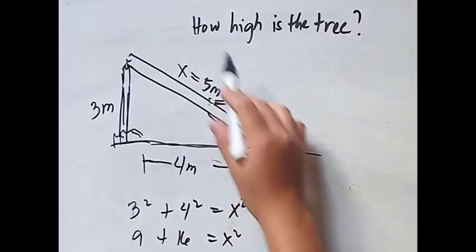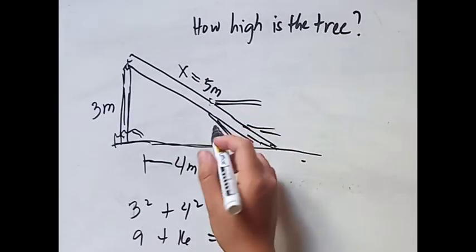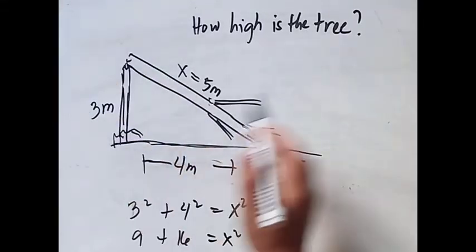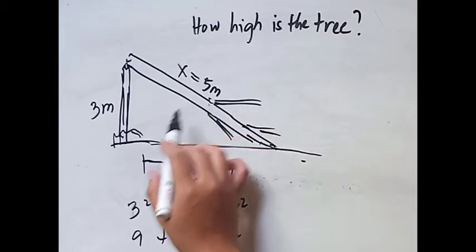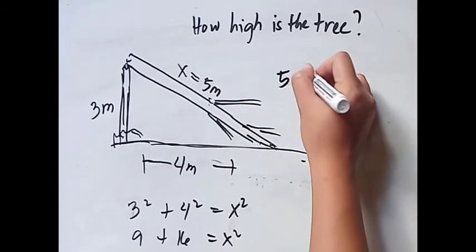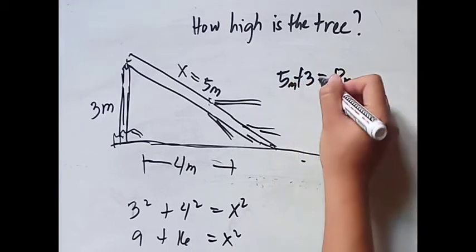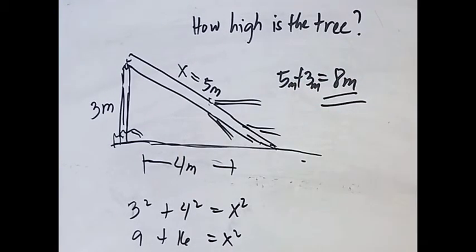But the question is, how high is the tree? Meaning, we will add this side to this side to form the whole tree. So, 5 plus 3, that is 8 meters. This is the height of the tree.